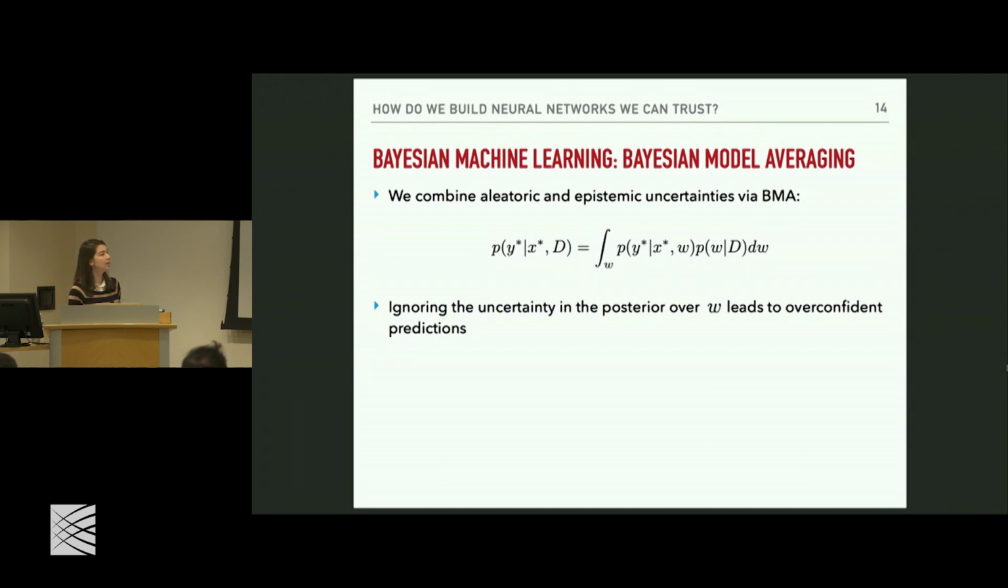And actually, when we take the maximum likelihood approach, it will be the special case of this integration where the posterior is only a delta function in a single set of parameters, W maximum likelihood. And then we will be discarding all of the epistemic uncertainty that we get when we don't observe a lot of data points. So ignoring this uncertainty in the posterior leads to overconfident predictions because we are betting all of our belief into only a single set of parameters W.